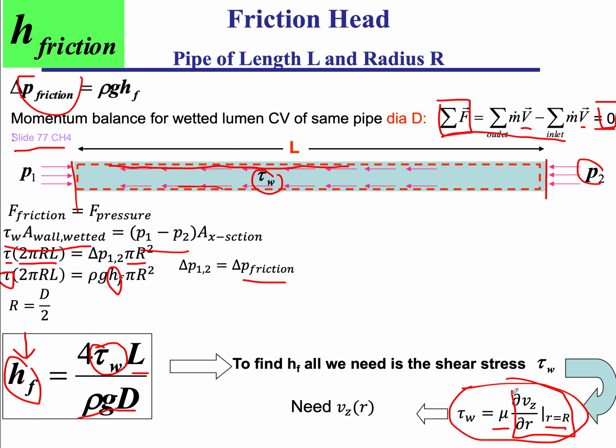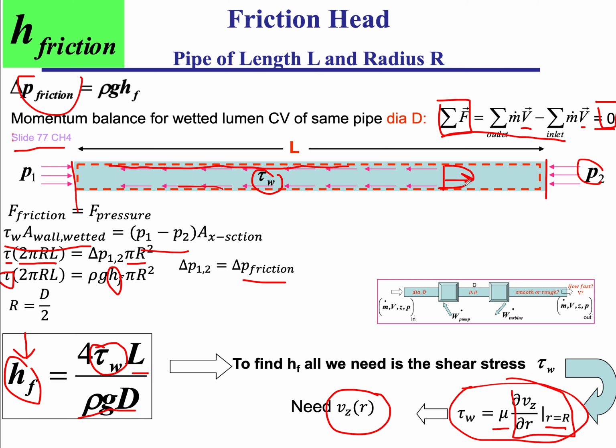So if I need to get the velocity gradient, what I really need to actually get is the velocity distribution, and then I differentiate it and find the wall shear stress. So we need now to find the velocity distribution in a pipe. And remember, we solved one pipe problem and we found a parabolic velocity profile. But let's revisit that problem again.